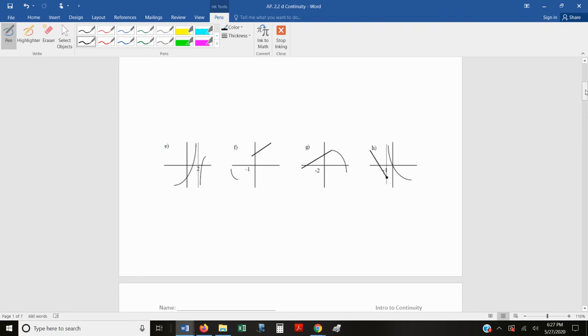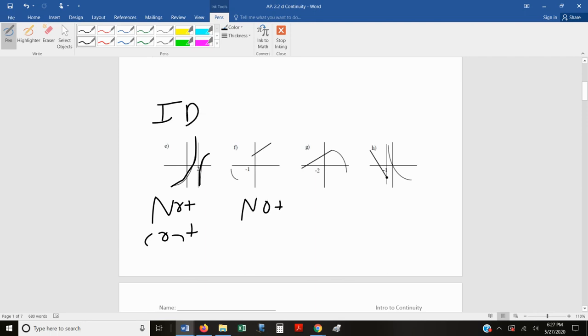This is the second set of graphs, and again, there's one graph that's continuous. Go ahead and try to find that right now. So part E is not continuous. If you were drawing that, you would be lifting up your pencil at x equals 2. This is an infinite discontinuity.